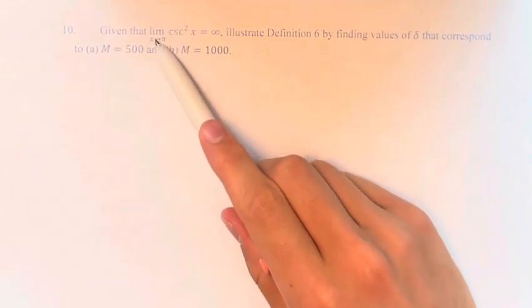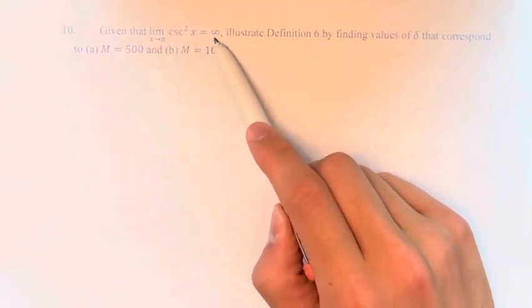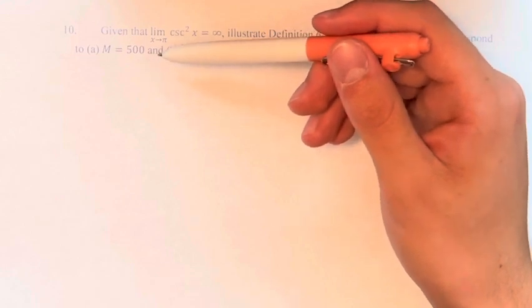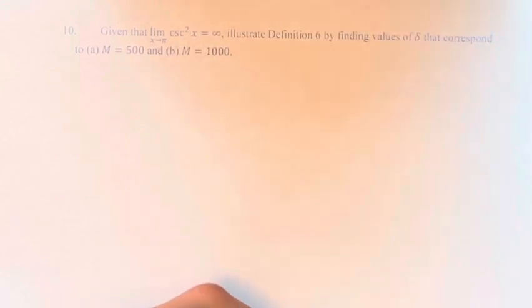In this problem, we're asked: given that the limit as x approaches pi of cosecant squared x is equal to infinity, illustrate Definition 6 by finding values of delta that correspond to M equals 500 and M equals 1000. So what does this mean?